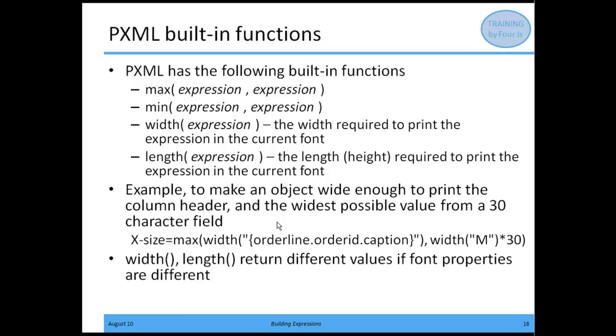For example, to make an object wide enough to print the column header or the widest possible value from a 30-character field, I would set my X size to say it's either going to be the max of the width of the caption itself or the width of 30 M spaces. Again, the width and the length are going to return different values if the font properties are different.